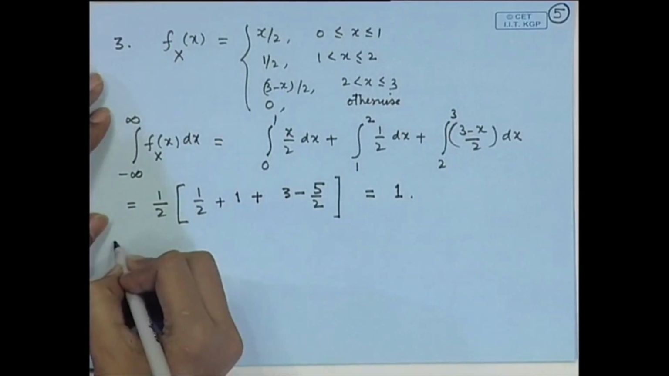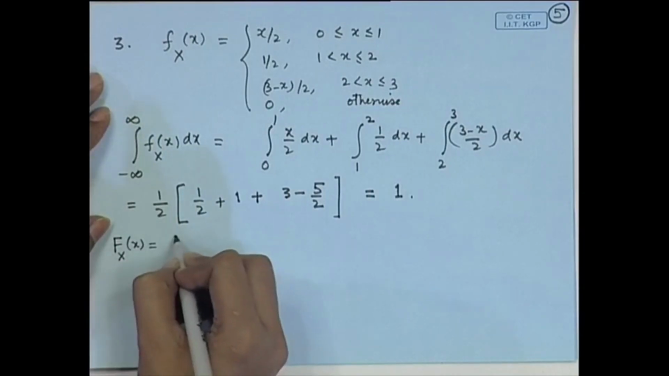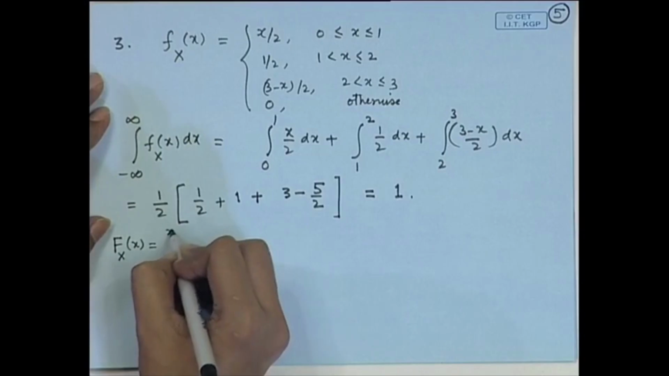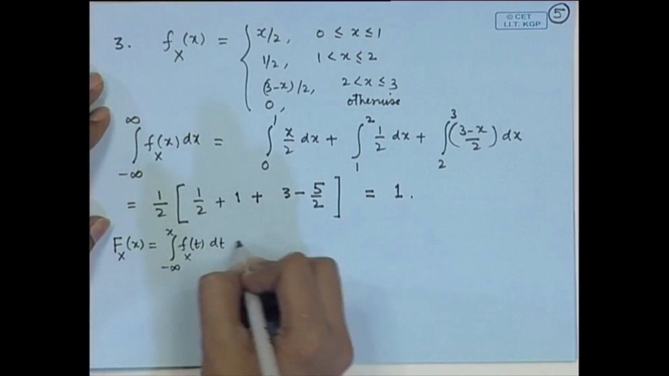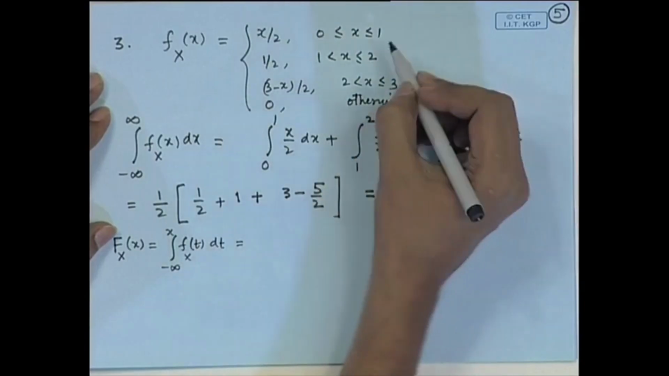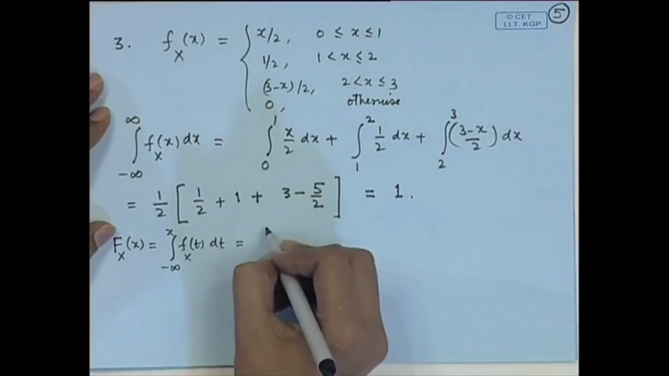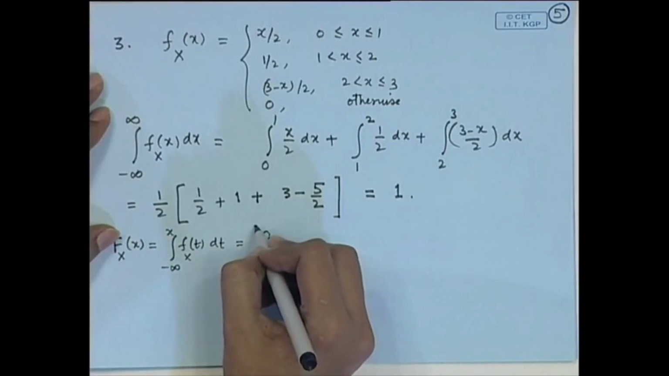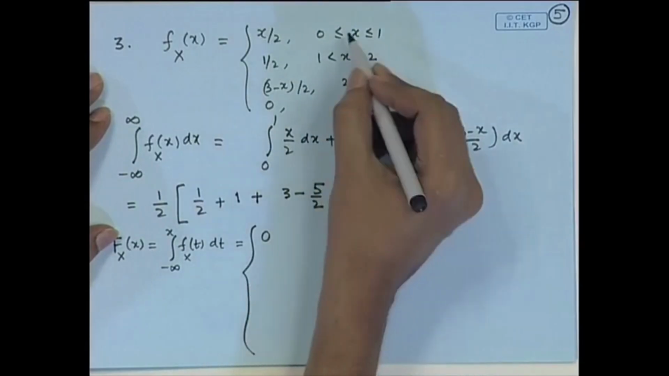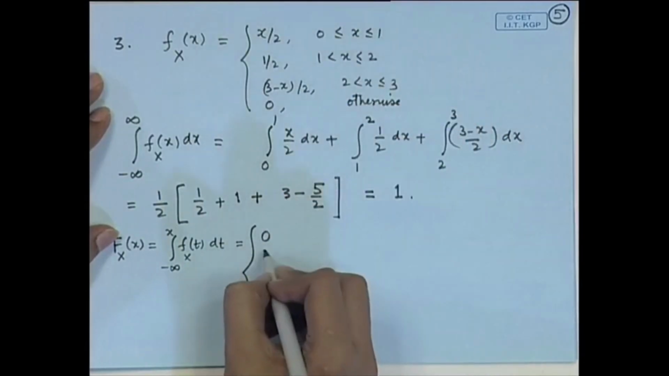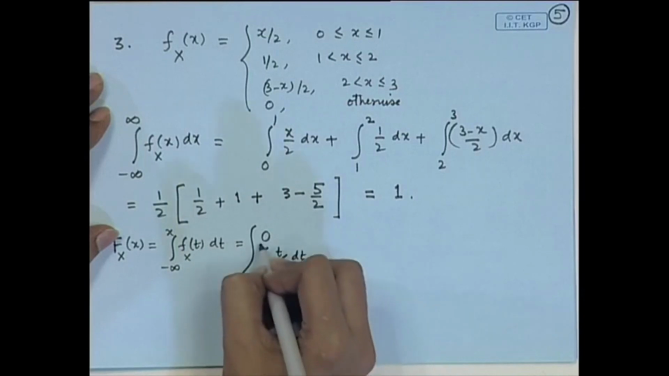If we want to write down the cumulative distribution function of this, then it is the integral from minus infinity to x of f(t) dt. So, for x less than 0, we are integrating only 0, so this will be equal to 0. In the other regions, for 0 to 1, we have to integrate the term t by 2 dt from 0 to x.